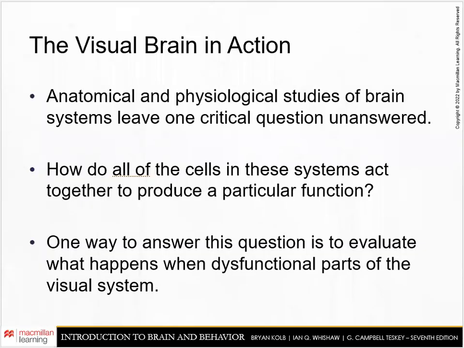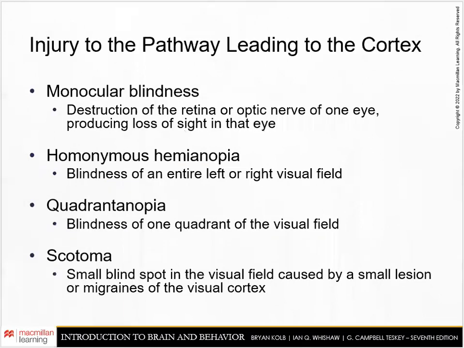So anatomical and physiological studies of the brain systems leave one critical question unanswered. How do all of the cells in these systems act together to produce a particular function? One way to answer this question is to evaluate what happens when dysfunctional parts of the visual system take place.